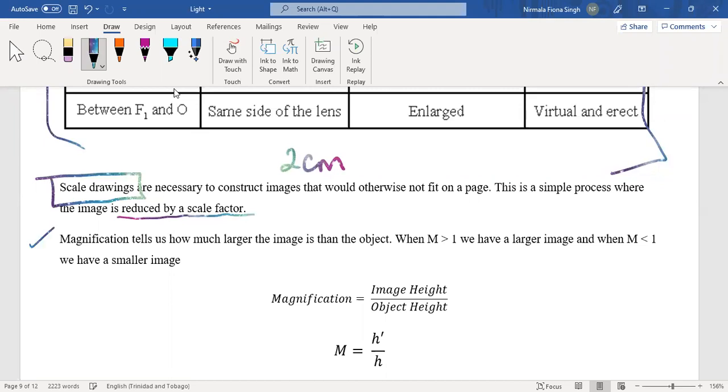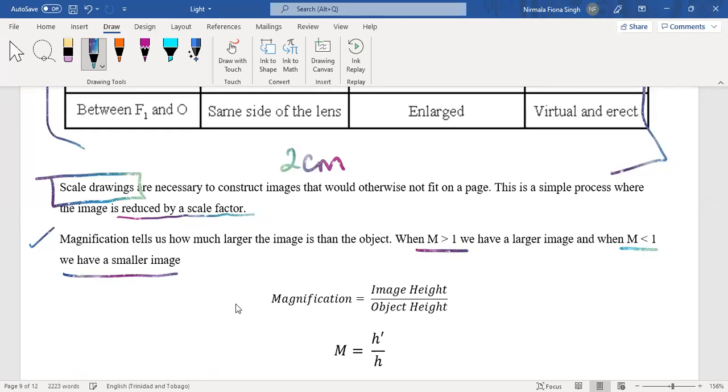Next part here, magnification tells us how much larger the image is than the object. Well, that's kind of obvious. If you have magnification, something is bigger than the next, right? When M, being your magnification, is more than 1, we have a larger image. And when M is less than 1, we're going to have a smaller image. So when M is more than 1, we're going to have a magnified image. And when M is less than 1, we have a diminished image.